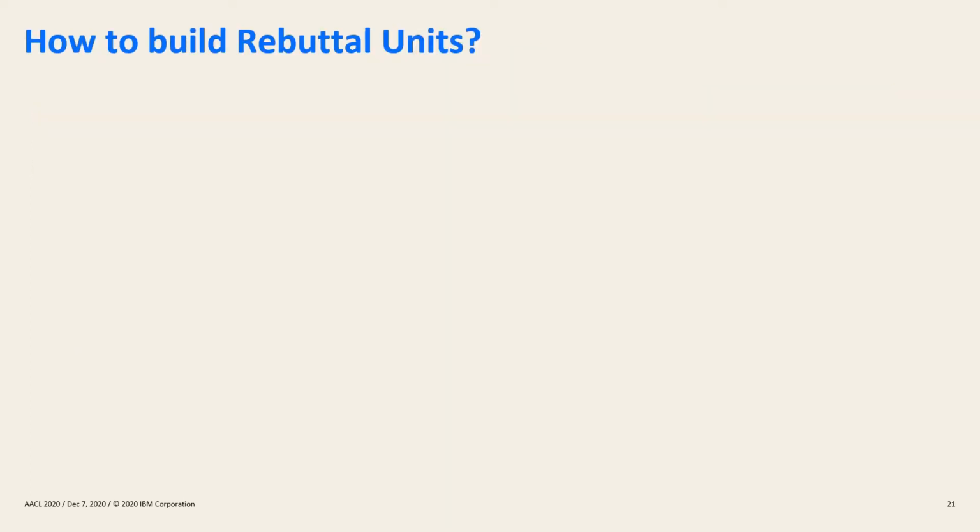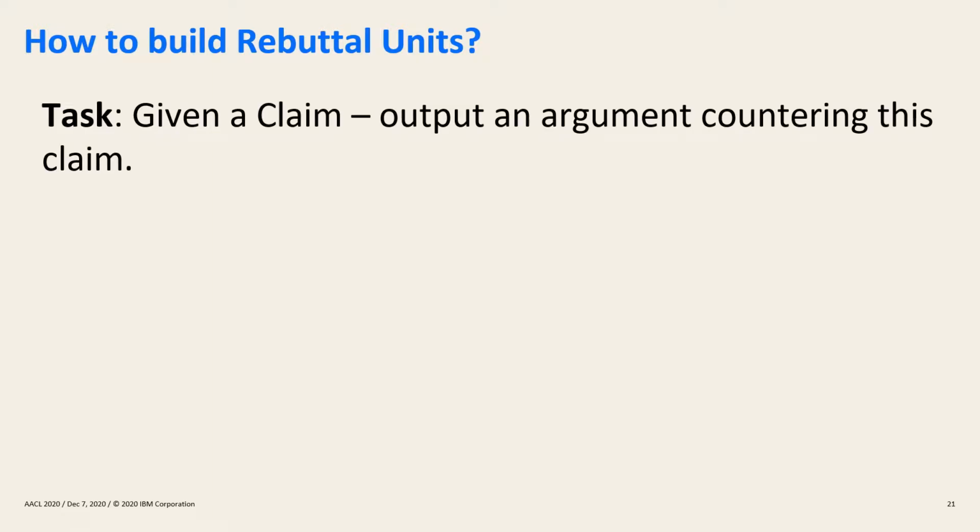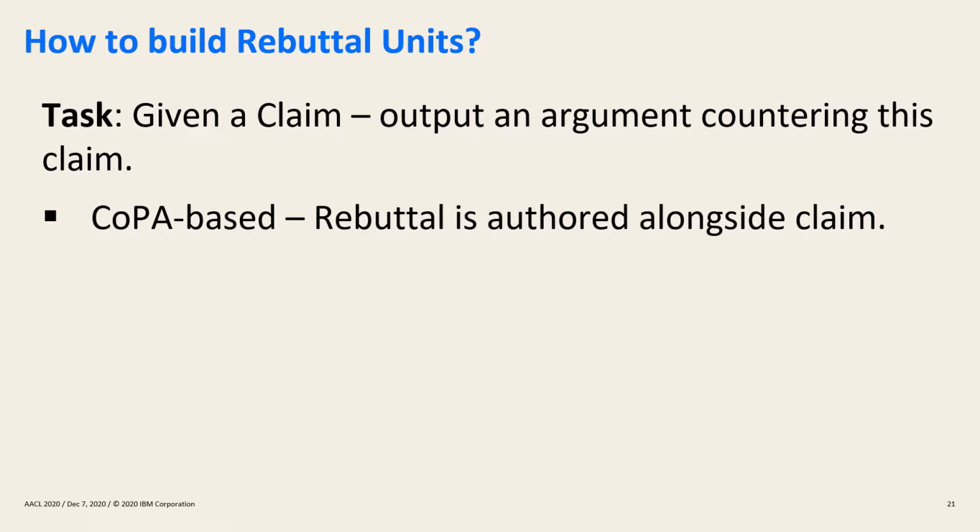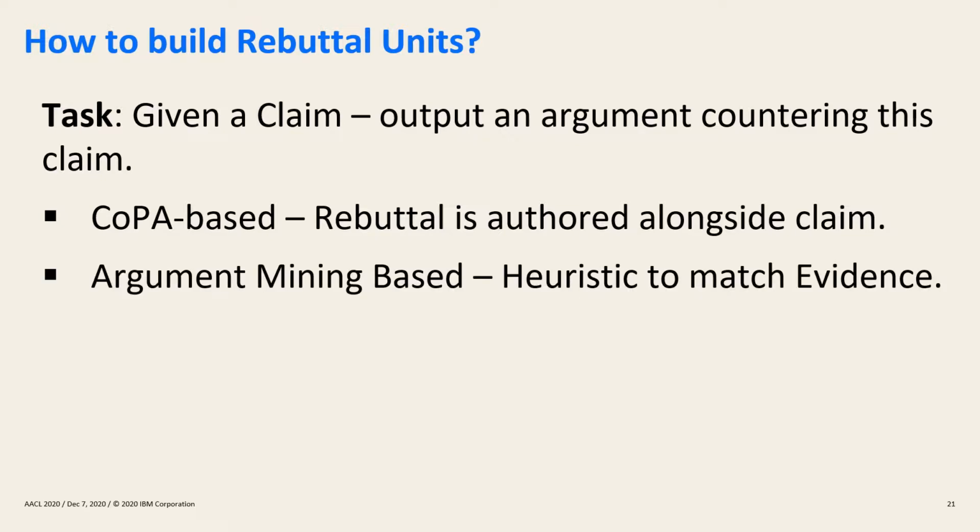And to clarify, how do we build the rebuttal units? You can think of it as the following claim-related task: given a claim, output an argument countering this claim. So in our case, in the COPPA-based rebuttal, the rebuttal unit is authored as a whole, so there is no challenge. In the case of the argument mining-based rebuttal units, where the query is a claim and the rebuttal argument is evidence of an opposing stance, we use a simple heuristic.